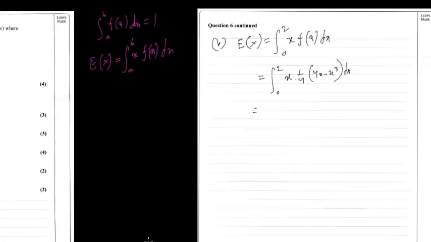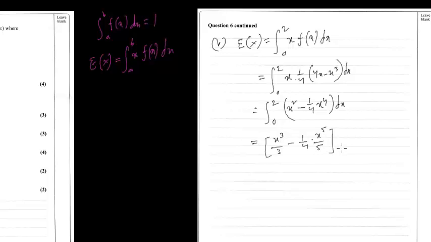Now all we have to do is integrate 0 to 2. If we multiply 1 by 4 into 4, this would be 1. If we multiply x into x, this would be x squared, minus, if we multiply 1 by 4 into here, this would be 1 by 4, and x into x cubed would be x to the power 4. That means if we integrate, x squared would be x cubed by 3 minus 1 by 4, x to the power 4 is x to the power 5 by 5, and this would be 0 to 2.